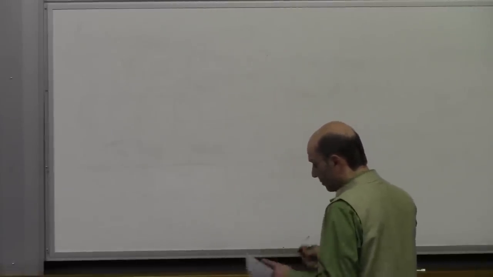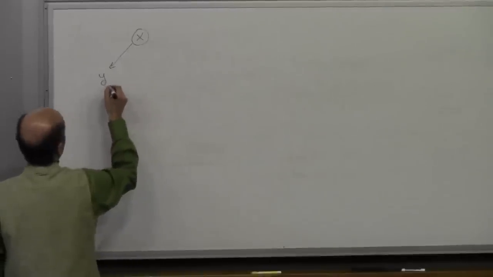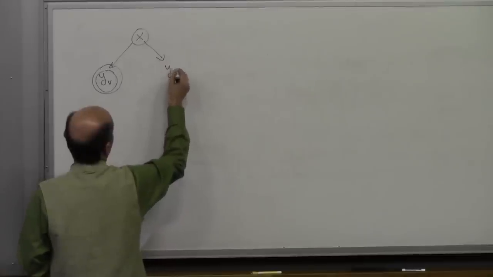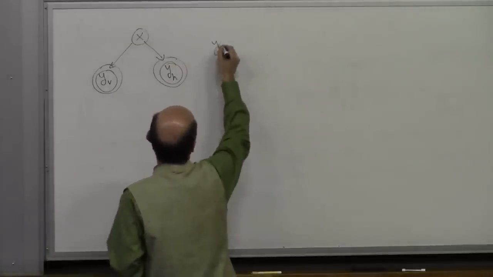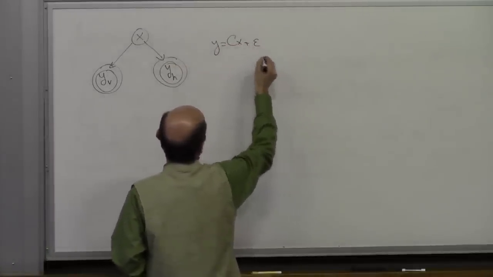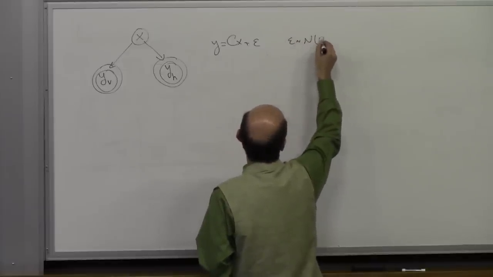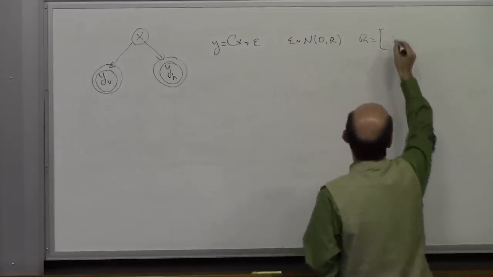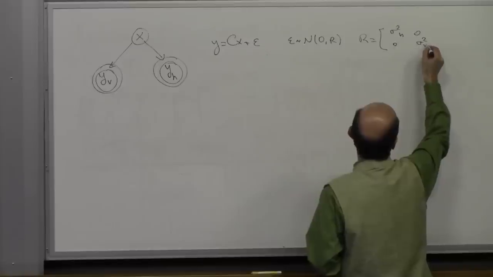Okay, so our generative problem is as follows. There is some height that we're trying to estimate through vision and through haptics. And so, as before, y is equal to Cx plus epsilon. And in this case, epsilon is normal, 0, R. And R now is going to be a 2 by 2 matrix: sigma squared H, 0, 0, sigma squared V.